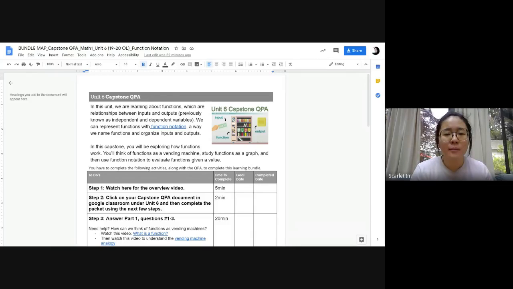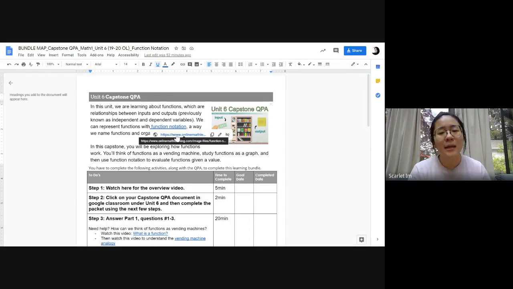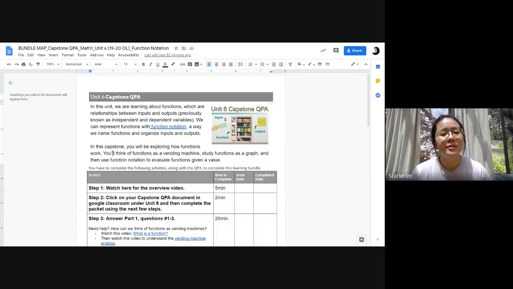If you ever see a word in blue, that means I linked a website or resource that will help you understand what I'm talking about, so please look through all the links to have a better understanding of what you're supposed to do. Specifically in this capstone, you're going to be thinking about how functions work. You're going to think of functions as vending machines, then study functions on a graph, and then use that function notation that we keep talking about to solve problems.